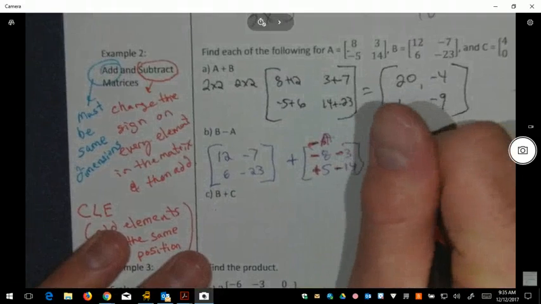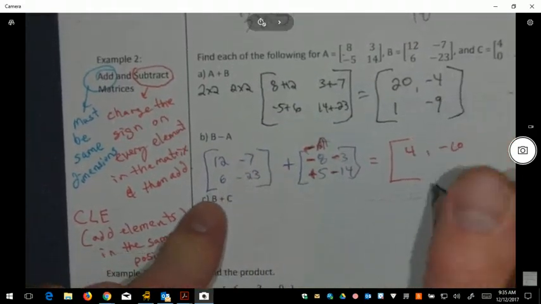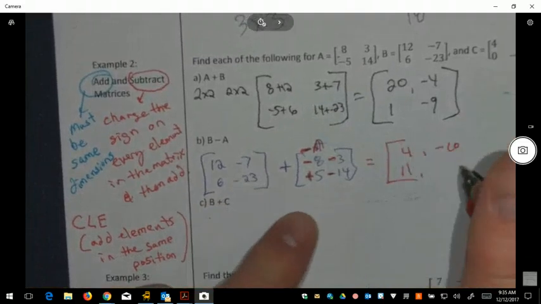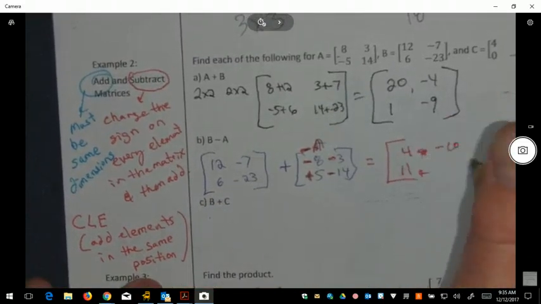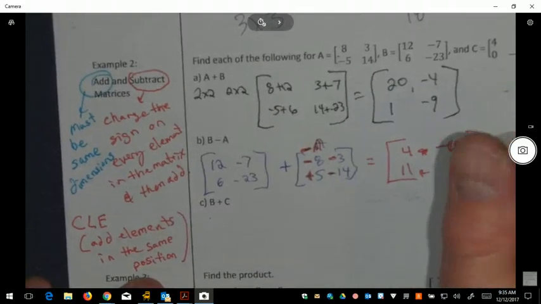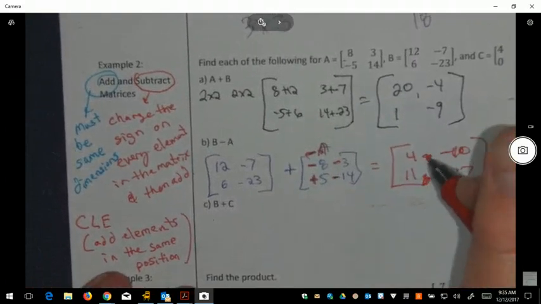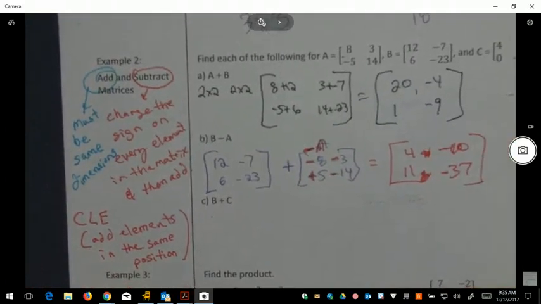And now I can combine those to get 4, -10, 11. There should not be a comma there. 4, -10, 11, and -37. Let's pretend those aren't there. Try this for letter C.